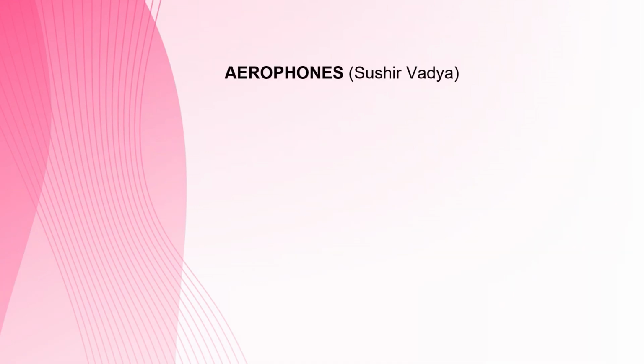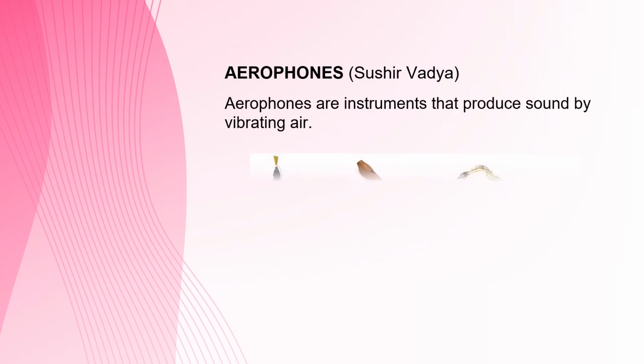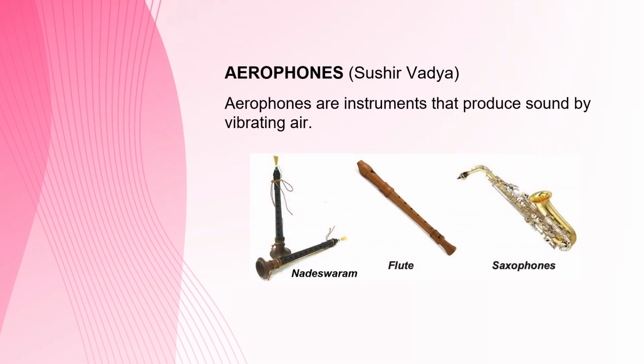Aerophones are instruments that produce sound by vibrating air. The vibrating air is most often inside the instrument. Aerophones are also known as wind instruments. Examples of aerophones are Nadaswaram, flute, and saxophone.